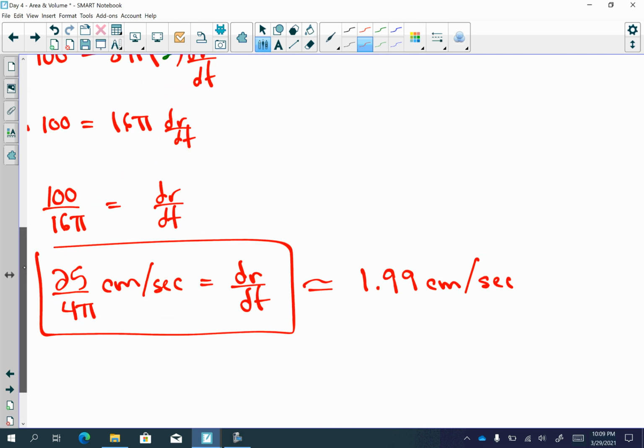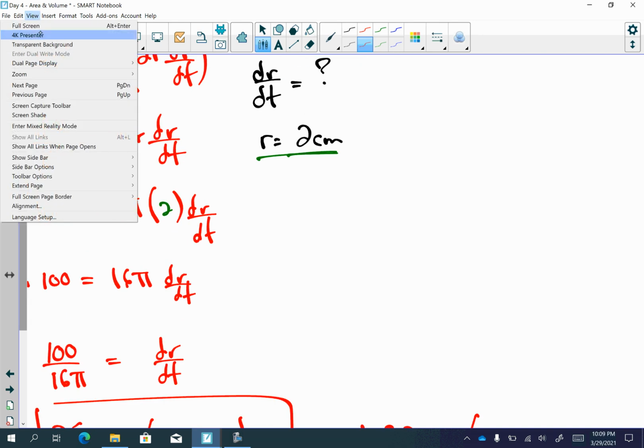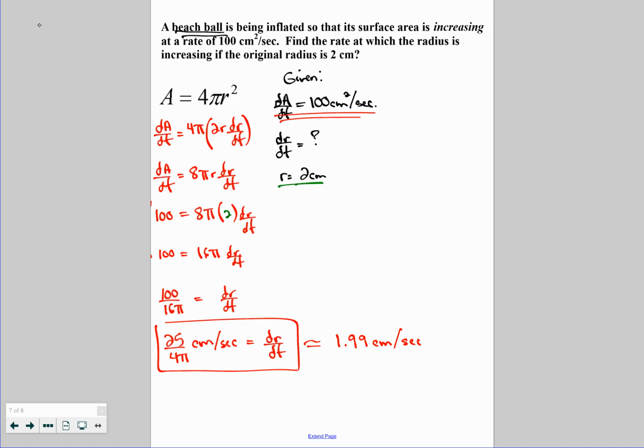So for that beach ball, the radius would be increasing at about 1.99 centimeters per second if the area is increasing at 100 centimeters squared per second. And you're finding that rate at the instant the original radius is 2 centimeters. So remember, that value would be growing. As you pump more air into the beach ball, the ball is going to get bigger, so the radius is going to get bigger. All right, these are applications of derivatives.